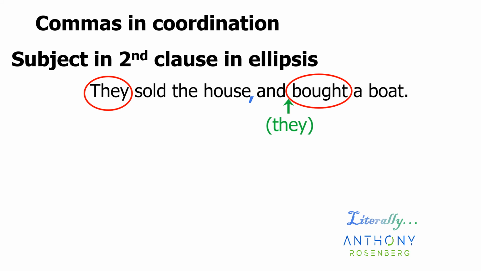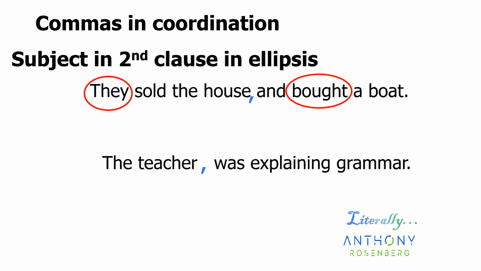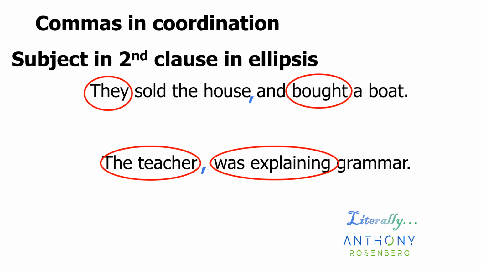Just to give you an example, here's a sentence where the comma would be completely wrong. The teacher, the subject, was explaining grammar, and the verb there is "was explaining". You would never put a comma between your subject and your verb. So when you have an ellipsis, it creates the idea that the subject is previously mentioned.